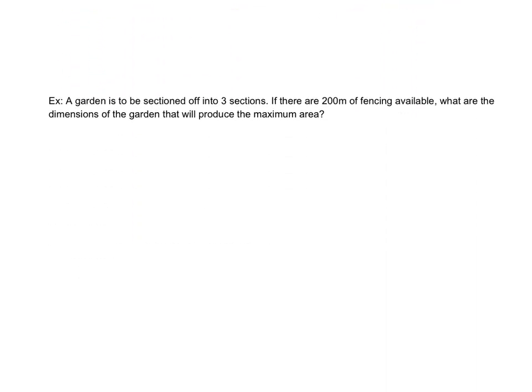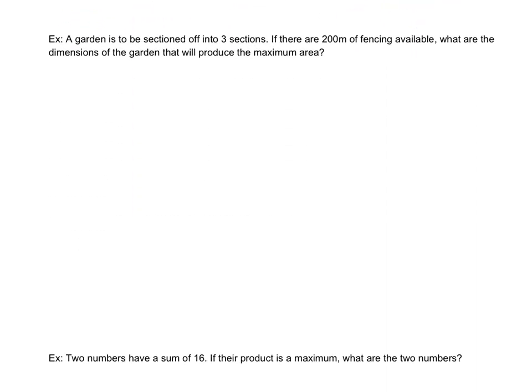Okay, let's try another common grade 10 example. A garden is to be sectioned off into 3 sections. I'm going to start off with a diagram right away. So if that's my rectangle, or that's my garden, and I need 3 sections, I need to put 2 dividers. So if there are 200 meters of fencing available, what are the dimensions of the garden that will produce a maximum area?